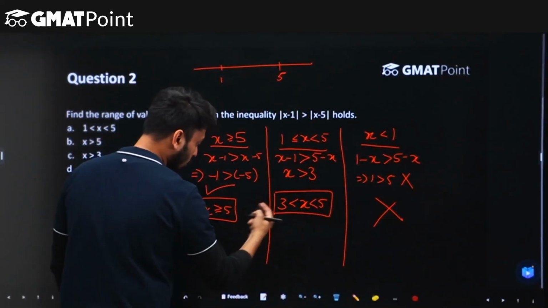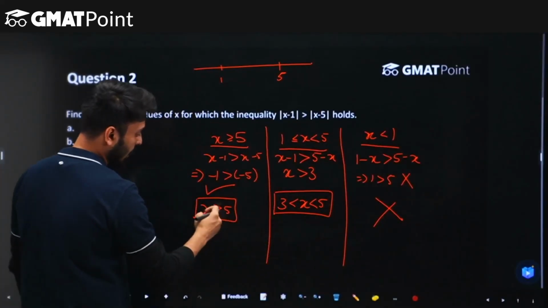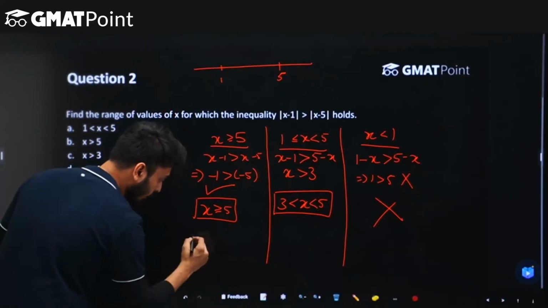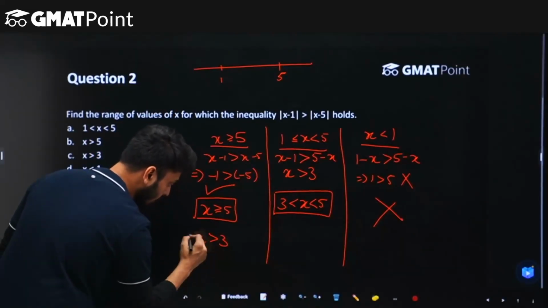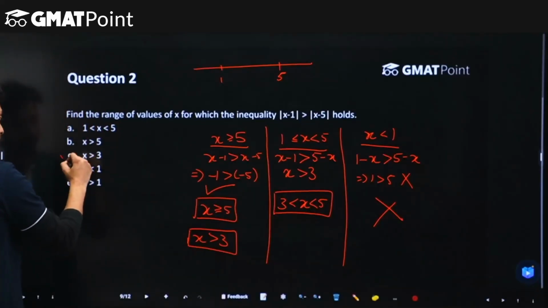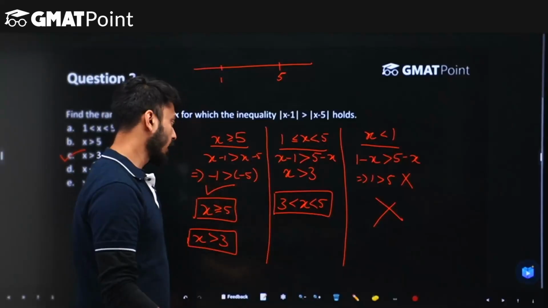If I combine the two, this one tells me that anywhere between 3 to 5 is fine. And this tells me that going rightwards of 5 is also fine. Combining the two regions, I get x greater than 3 as my answer. So our answer will be option C over here. Now let's look at the number line method.